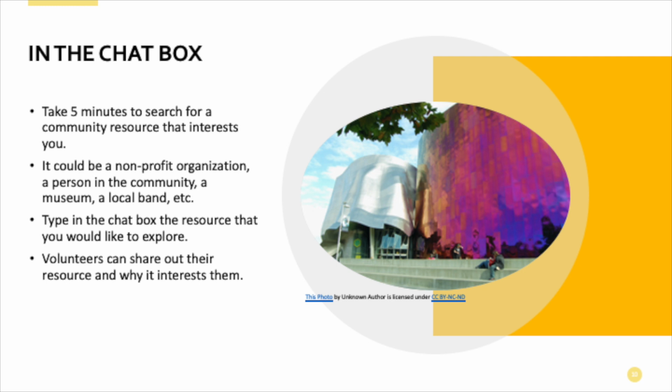Think about nonprofit organizations or a person that you've been meaning to reach out to, a museum that's near you, a local band maybe that you've heard about, that's a specific type of ensemble that might enrich your own classroom teaching. Type that into the chat box. What is it that you want to explore more of, thinking about this coming year? And if you're interested, go ahead and raise your hand and then just tell us about what that resource is, how it could help you this coming year.